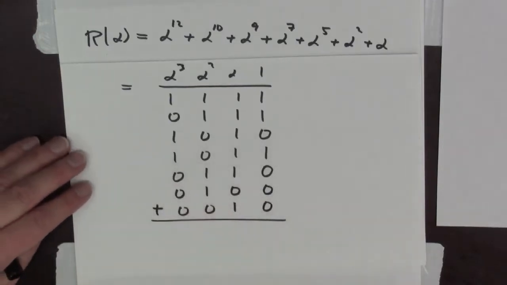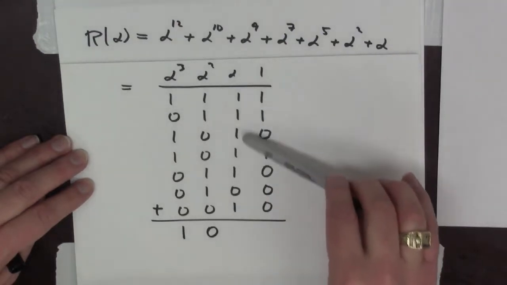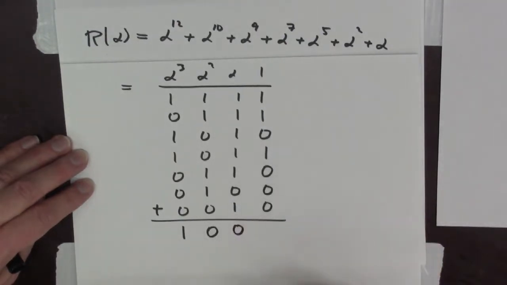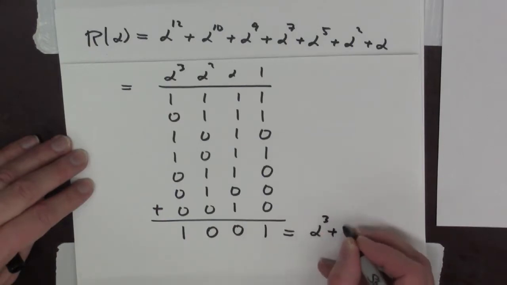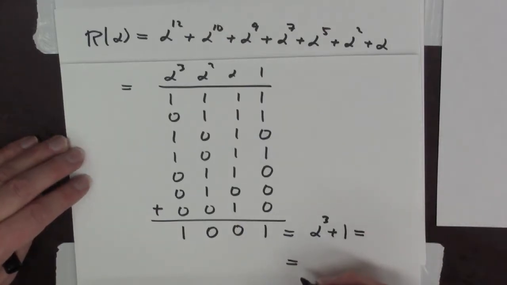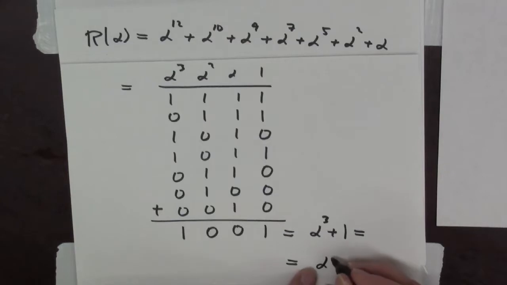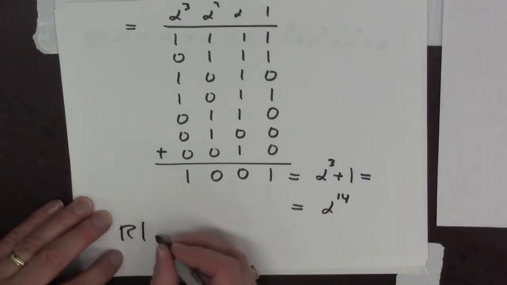And add. Remember, everything is mod 2. That's the thing that's fun here. This is just 1. This is 0 because it's an even number of ones. Here we have an even number again. And here we have an odd number, so it's 1. So this comes out to be alpha cubed plus 1, which is equal to, you look in the table again, and the last entry is alpha to the 14. Okay? So we have R of alpha. Let me just write it here so we have it.